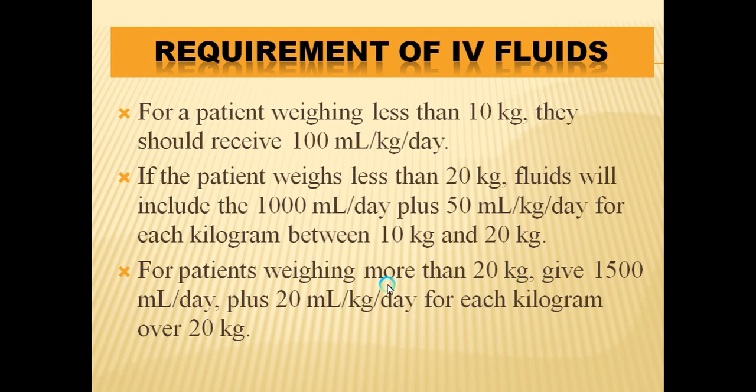For children who are more than 20 kg, we have to give 1500 ml plus 20 ml per kg per day for each kilogram over 20. So we have to see what the weight of the child is beyond 20 kg. Suppose the child's weight is 25 kg. The difference is 5 kg after 20. So 5 into 20 is 100. So 1500 plus 100 is 1600 ml. This is how you calculate the IV fluids.